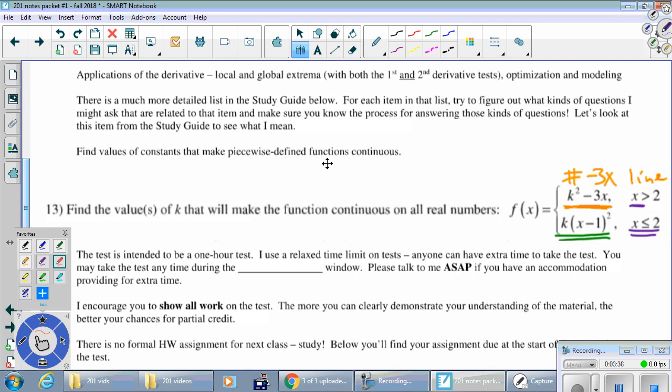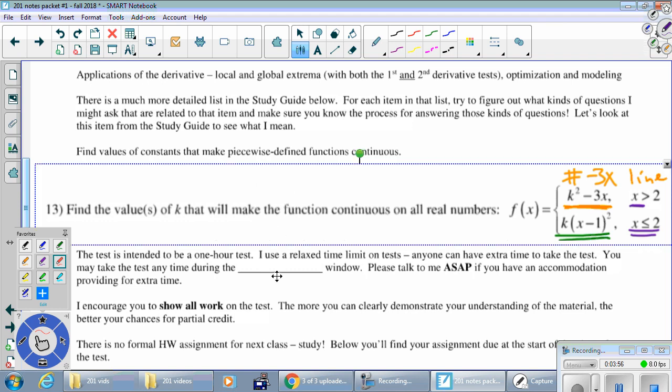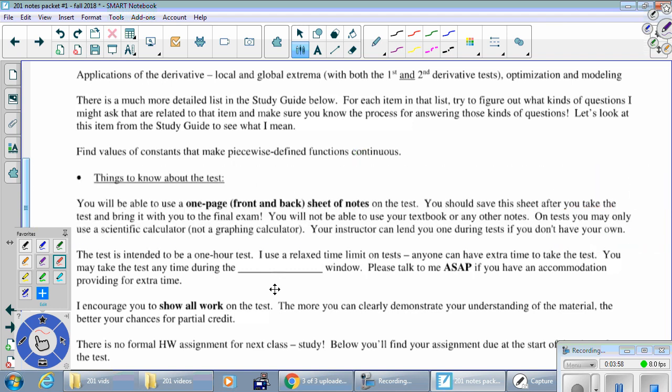But this is the kind of problem that I want you thinking about, and I want you to be able to do. And that's what I mean when I say you should be able to find values of constants that make piecewise defined functions continuous. So I encourage you strongly to go through that study guide. I think some students miss out on an opportunity to ensure that they know exactly what they are responsible for on the test, and to make new connections and make sure that you know what you need to know.